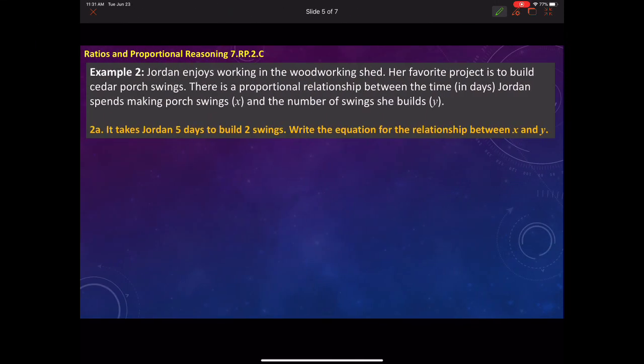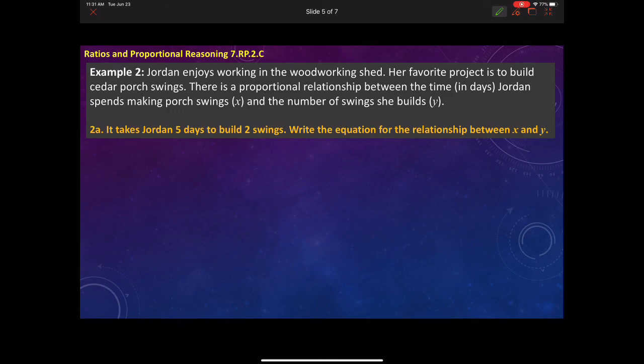Now here's a different question. This is example 2. This one's talking about woodworking. This one says, Jordan enjoys working in the woodworking shed. Her favorite project is to build a cedar porch swing. There is a proportional relationship between the time in days Jordan spends making porch swings, x, and the number of swings she builds. We want to figure out what the equation is going to be for this proportional relationship.